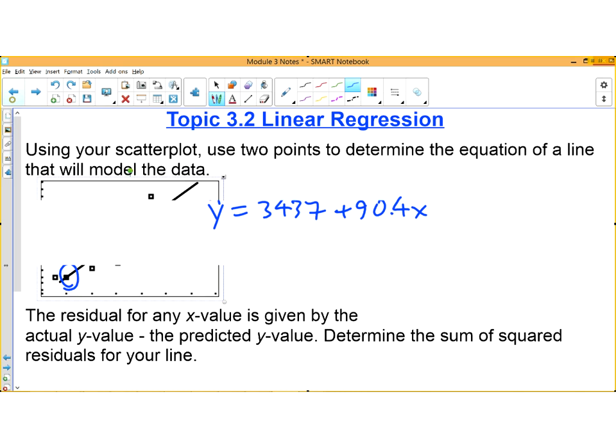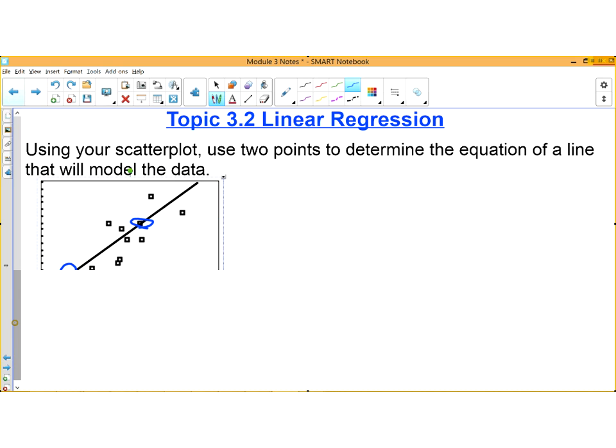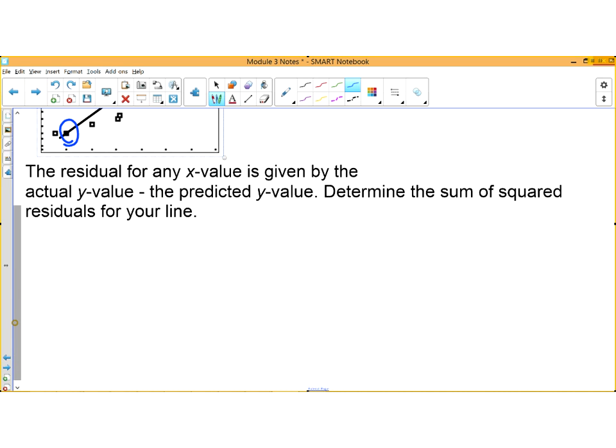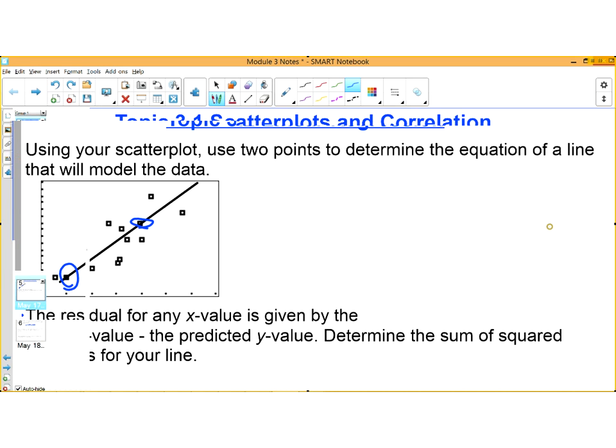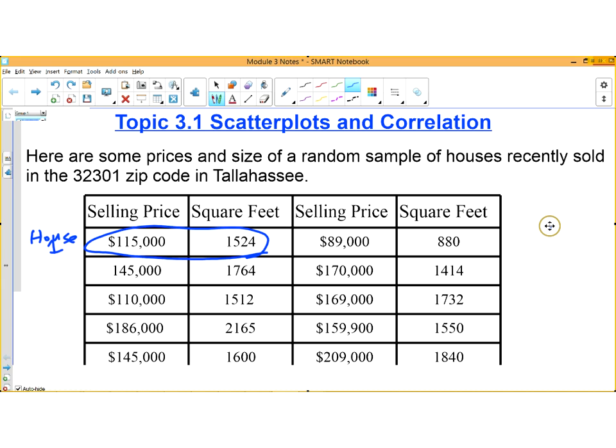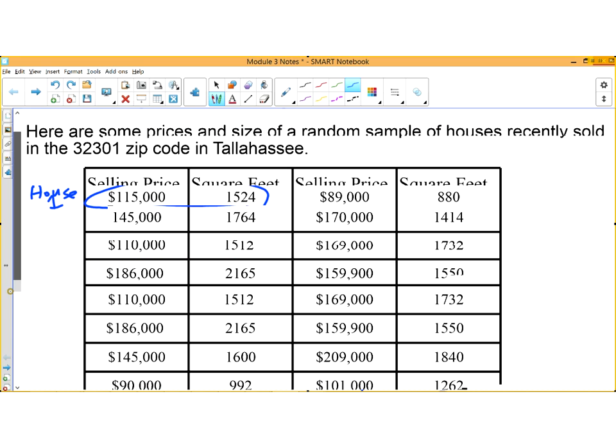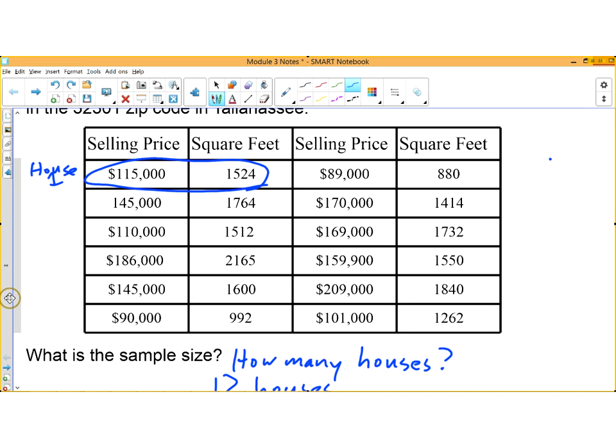Okay. So now it talks about the sum of squared residuals. What is a residual? I'm going to go back to the previous page where it actually talks about what a residual is. It says the residual for any x value is given by the actual y value for that x minus the predicted y value. Well, you have to know the coordinates of those points, so you can determine residuals for any of the points on your graph. So if I go back to the very beginning, I can get a residual for any of the houses that I had.